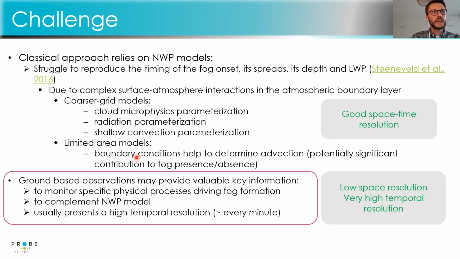The other possibility is to use ground-based observations that may provide valuable key information. First, to monitor specific physical processes driving fog formation, but also to complement numerical weather prediction models. They also present a very high temporal resolution, here it means every minute. So for ground-based observation, we have a low space resolution but very high temporal resolution, whereas for a numerical weather prediction model, we have a compromise with good space-time resolution. But today we will focus on ground-based observation.